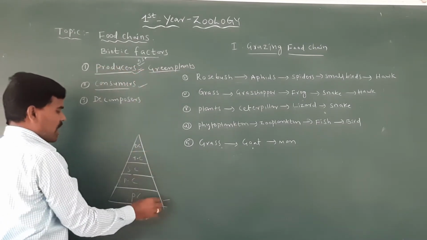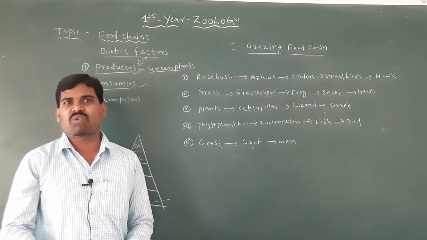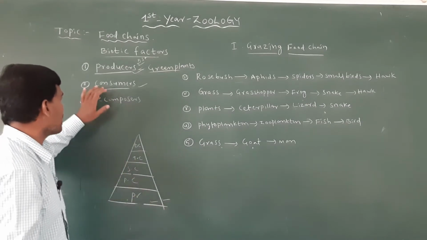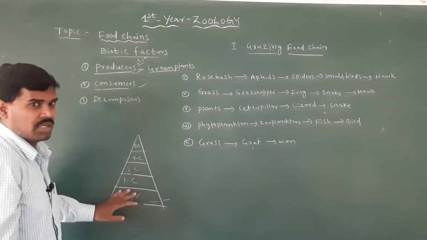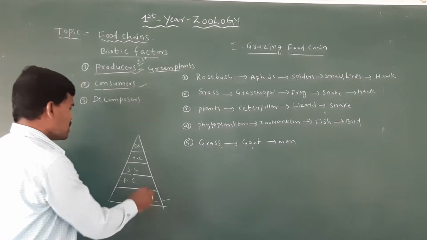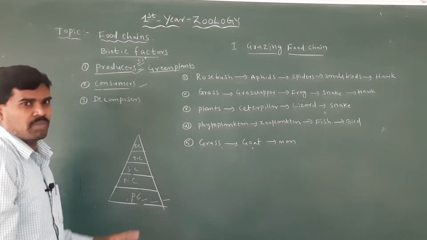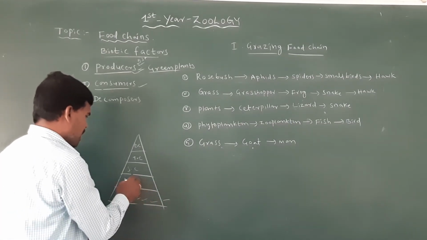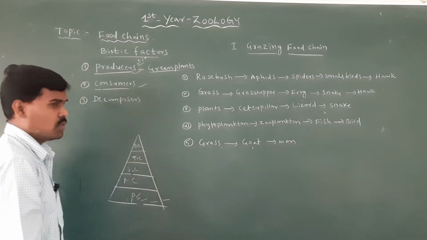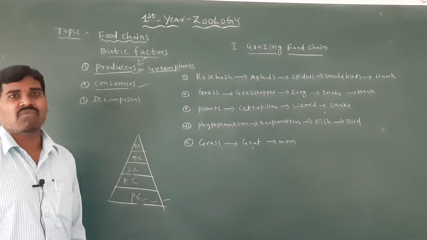The producers, the plants, are autotrophs; they synthesize their own food materials. The consumers depend on the producers. Consumers feed on producers. There are three types of consumers, based on food habits: primary consumers, secondary consumers and tertiary consumers.